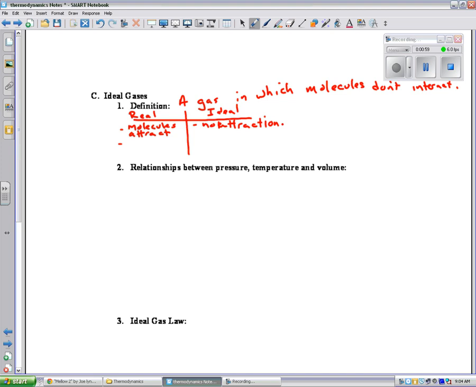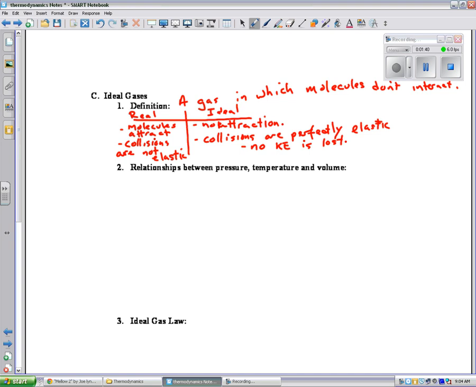The collisions in a real gas are not elastic. There's going to be some sticking between them because they're attracting each other. And here the collisions are perfectly elastic, which means no kinetic energy is lost in the collision. And they bounce off of each other like little hard billiard balls or something like that.